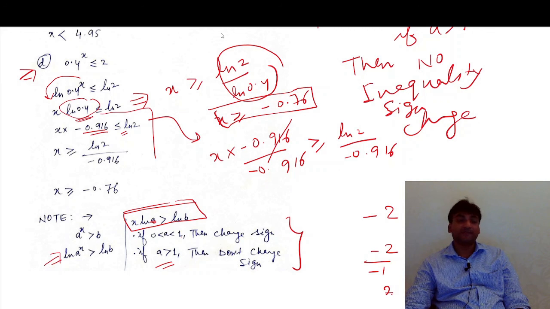So now I hope you understood. Now you can divide by ln itself without finding the calculation, but make sure you check ln a, and if a lies between 0 and 1, then you have to change the sign. If a is greater than 1, then you will not change the sign.